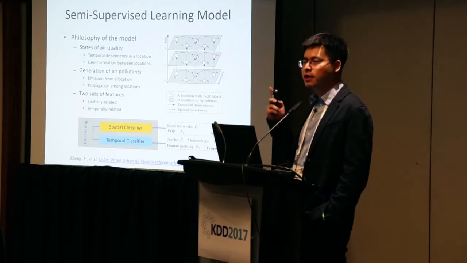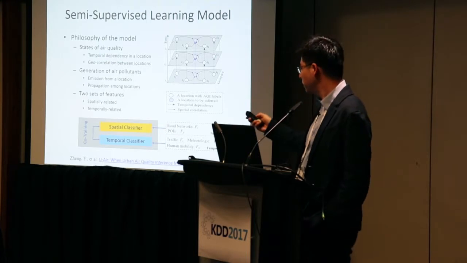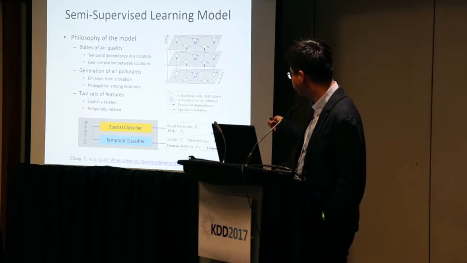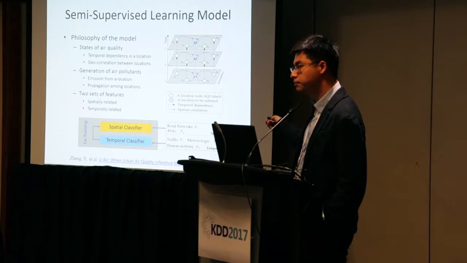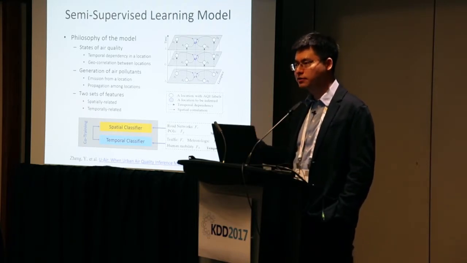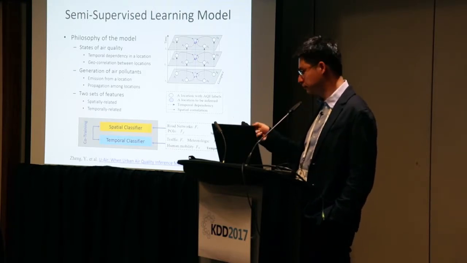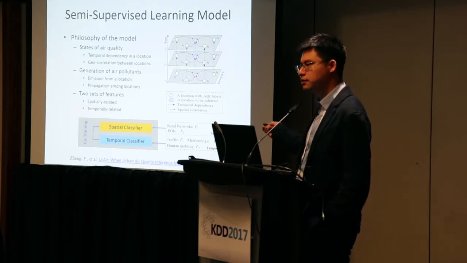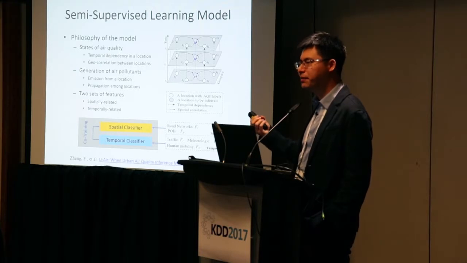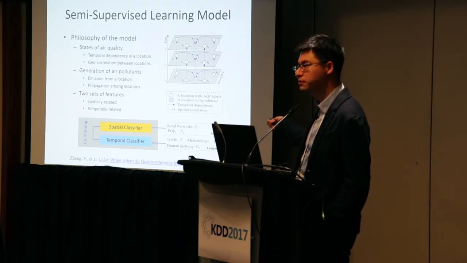First, the air quality in one location has a temporal dependency, represented by the vertical broken arrow, because if the air quality of the current hour is not good, the air quality of the next hour tends to be not good either. Second, the air quality of different locations may have some spatial correlation because air pollutants may be blown from one place to other places, represented by the red arrow.